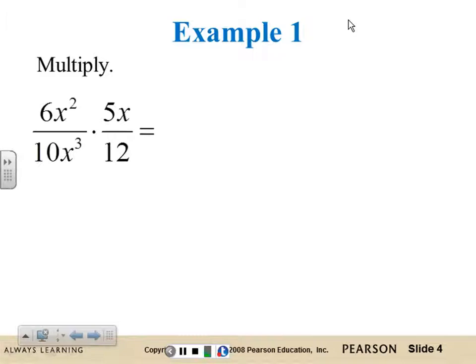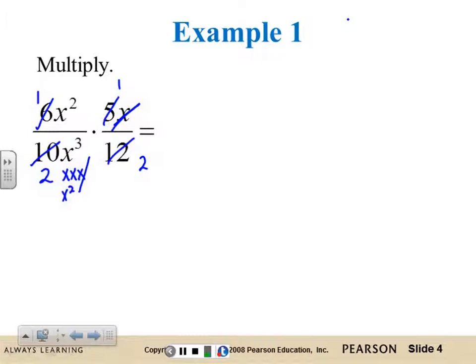So I'm going to have 6 will go into itself one time, and 6 will go into 12 two times. 5 will go into itself one time, and 5 will go into 10 two times. Alright, so now what I also have is an x here that will cancel out, and I have 3 x's down here, and one of those will cancel out with this one, leaving me with an x squared.